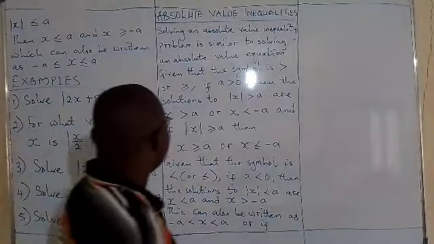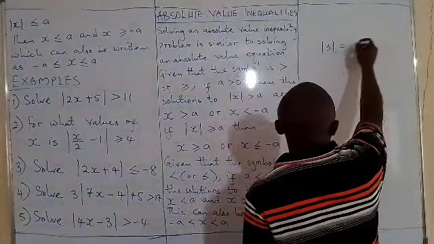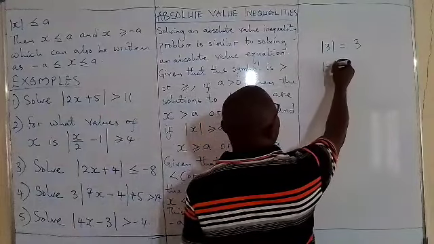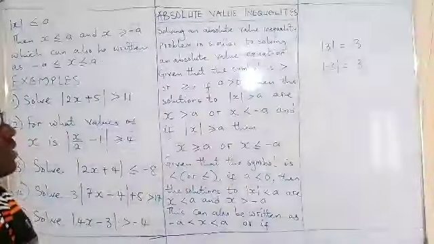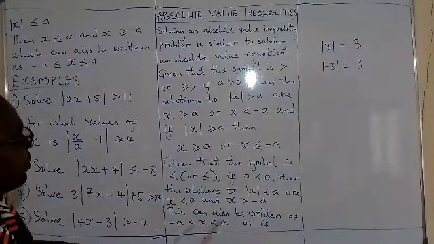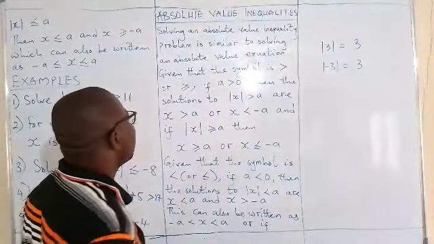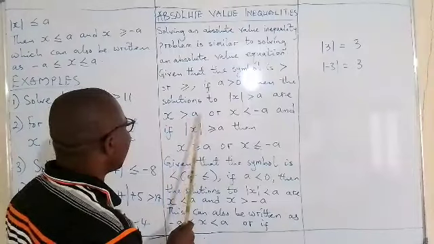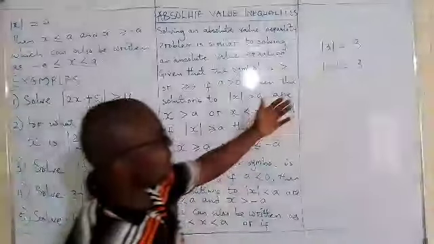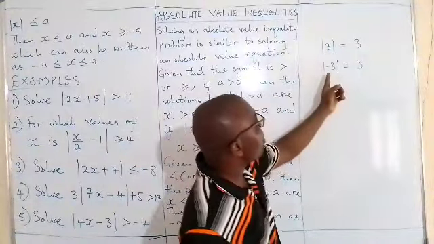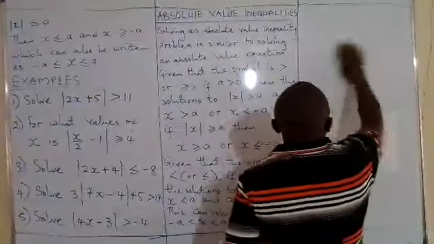Now, why is it so? You know that if you find the absolute value of 3, for example, the absolute value of 3 is 3, and the absolute value of minus 3 is still 3. So in absolute value, you neglect the negative sign. That's why we are saying that if the absolute value of X is greater than A, the solution will be X is greater than A, or X is less than minus A. Alright, so let's continue.